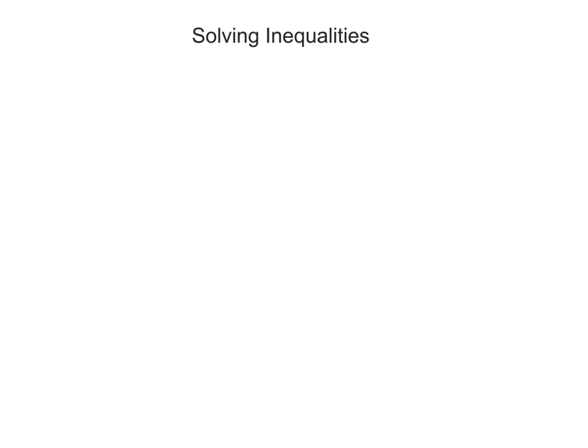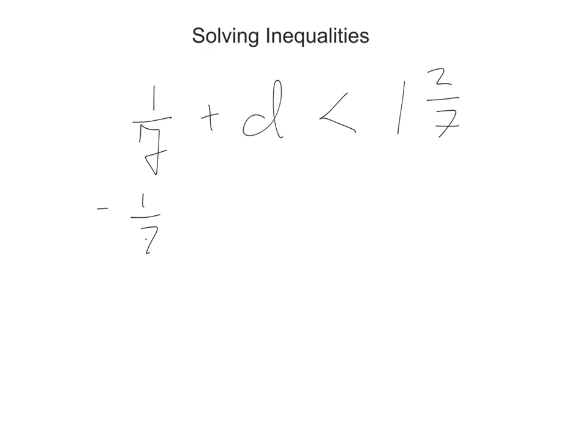For example, if we have 1/7 plus d is less than 1 2/7, we can simply subtract 1/7 from both sides and find that d is less than 1 1/7.